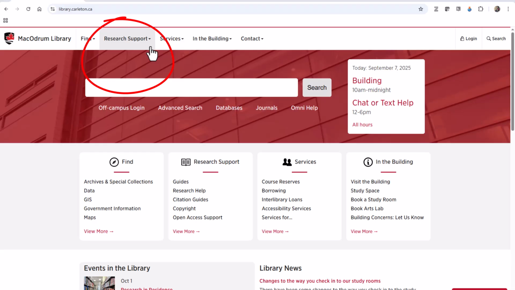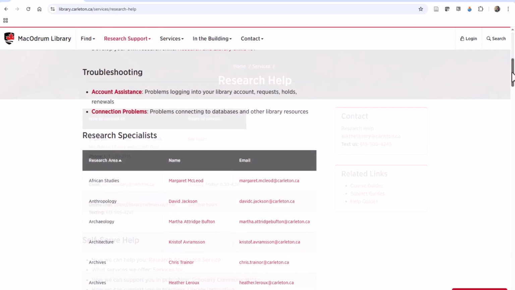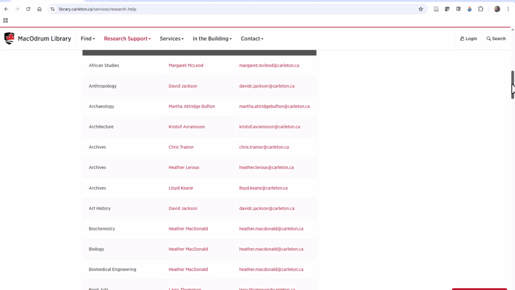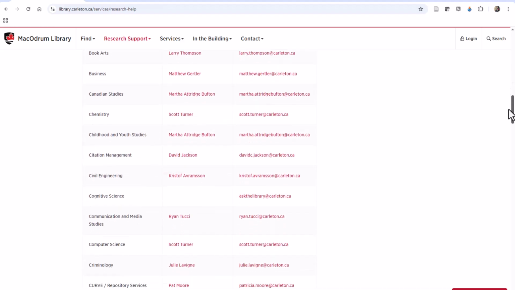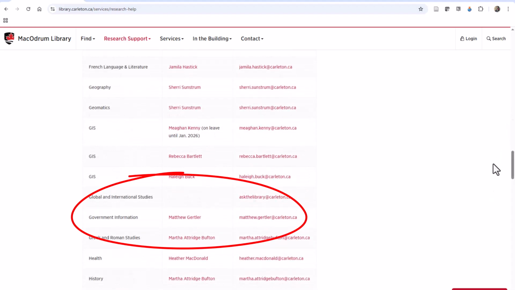library.carleton.ca. Click on Research Support in the top navigation, and then Research Help. Scroll down the page for an alphabetic list by subject of the librarians and subject specialists available for consultation. In this case, you could start with the Government Information Librarian. Given that the marriage bar may have been a formal government policy, they can assist with identifying relevant materials. To consult with the librarian, you can send an email.